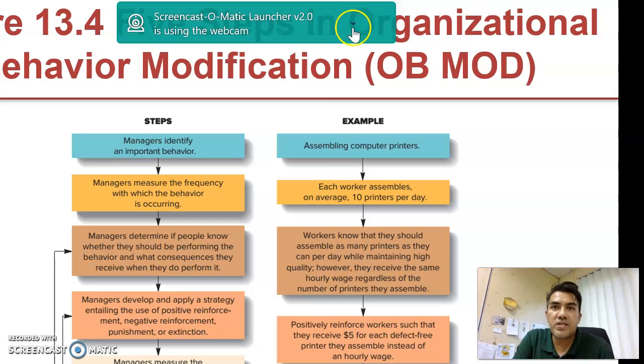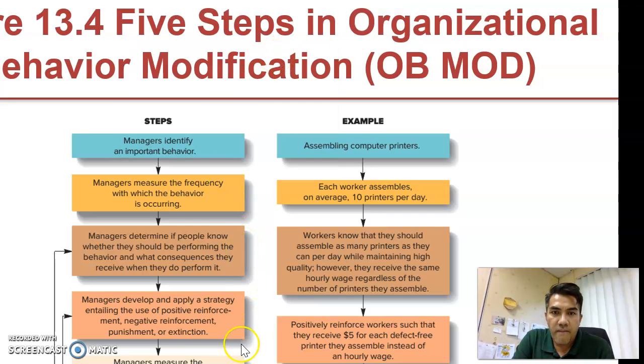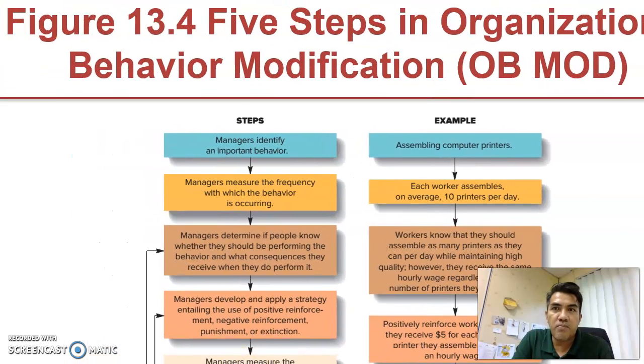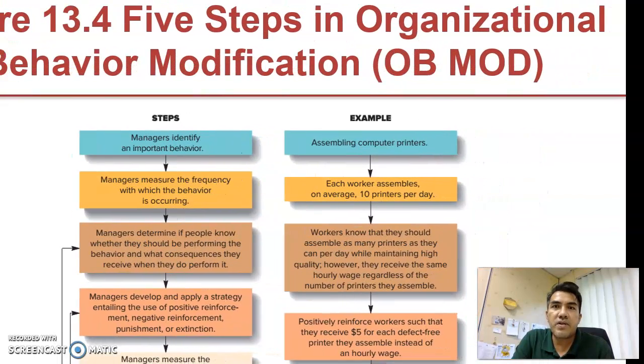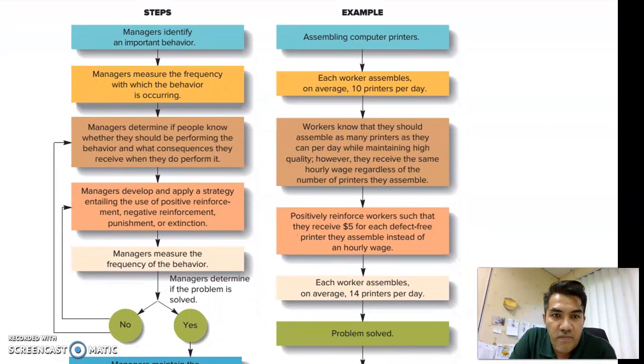All right, so this is one of the figures in this particular chapter, figure 13.4, 5 steps in organizational behavior modification. So how can we modify the behavior? So the steps: managers identify an important behavior, for example, assembling computer printers. Managers measure the frequency with which the behavior is occurring. On average, 10 printers per day.